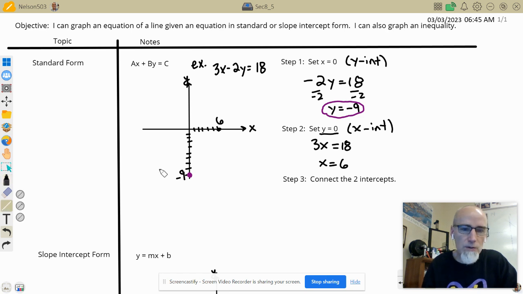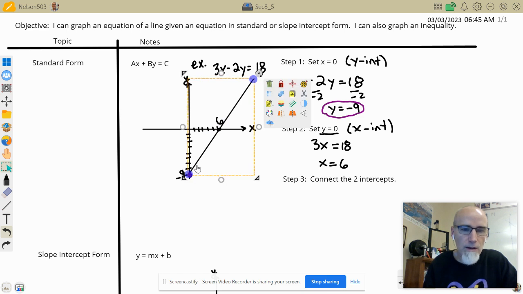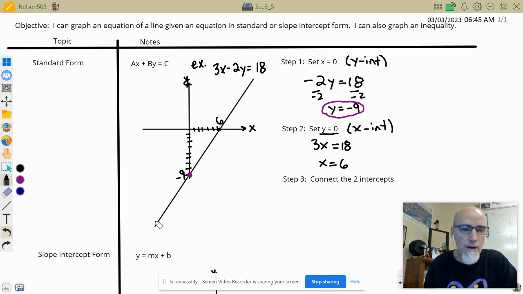Now we just need to connect those two dots with a line that would go on forever. I think I can grab the line. I just want to extend it out in that direction forever. And I'll put little arrows on there because there was no domain restriction, no codomain. It's just a domain that's all real numbers, and the range is all real numbers. This is a one-to-one function. It's onto, all that jazz, right? So my step 3 is just connect the two intercepts.